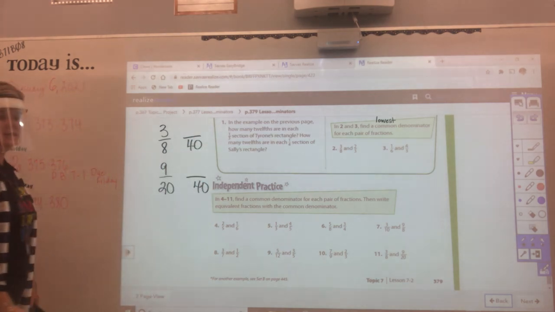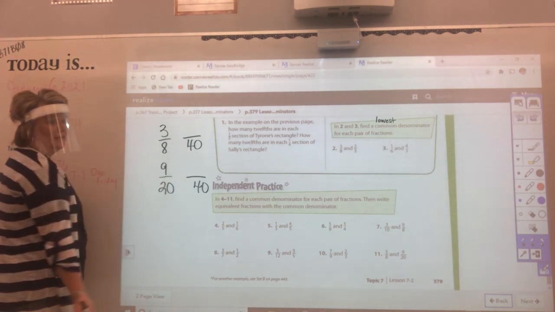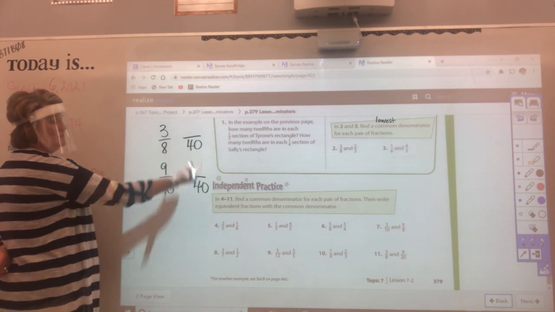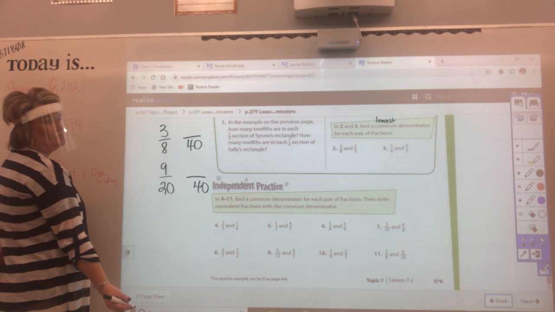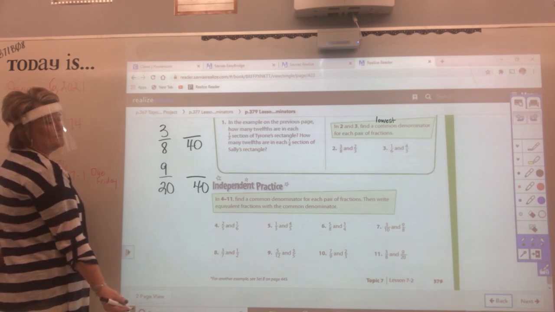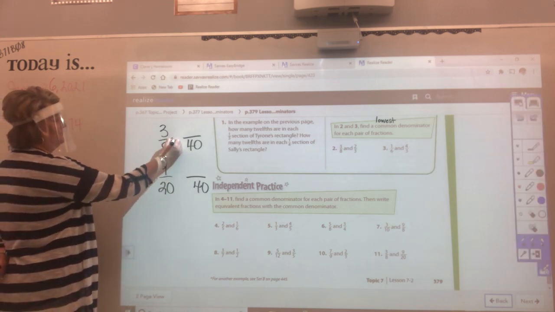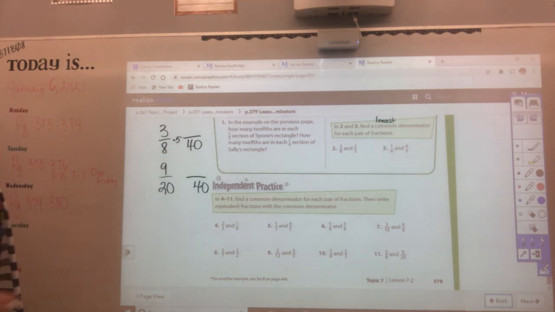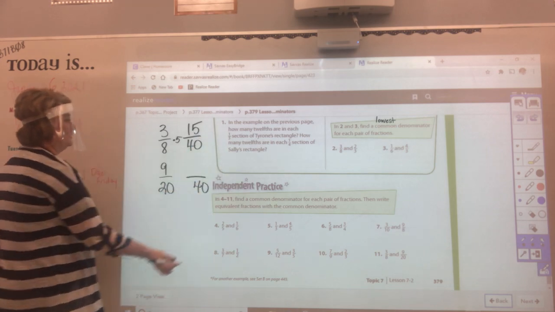Some of y'all are catching on, I can tell. Kiara, on the top, how do you go from 8 to 40? What do you multiply by? 2. 8 times 2 is 16. Keep going. Oh, you should know this. Help her. 5. 8 times 5 is 40. So Cooper, if we multiply the bottom times 5, we got to multiply the top times 5. So what's my new top number? 15, because 3 times 5 is 15.